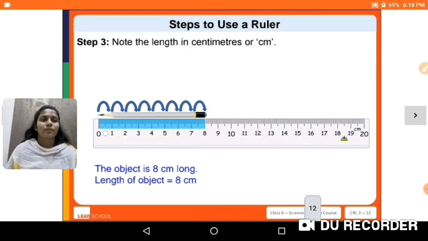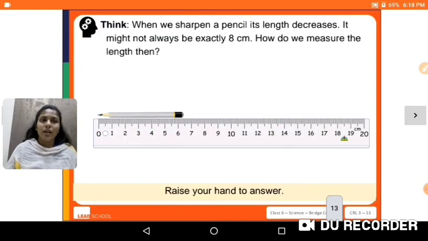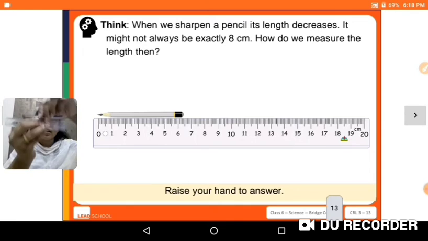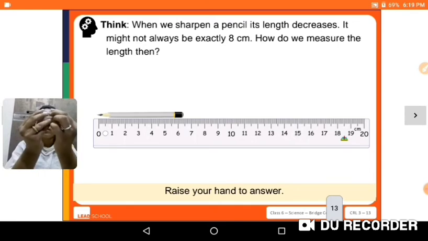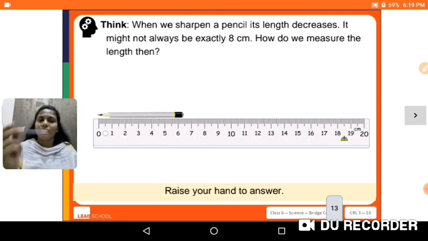So when we sharpen this pencil, its length decreases. It might not always be exactly 8. How do we measure the length then? See, right now this pencil is 12. If I sharpen this pencil, it will decrease.